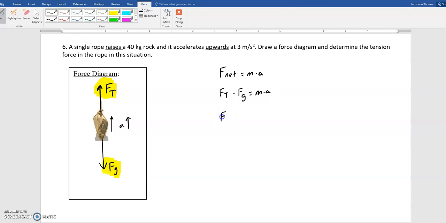And I'm going to do Ft, and the formula for Fg is mass, which in this case is 40, times 9.8, and that's going to equal our mass times the acceleration in the problem, which is 3. And then our tension force would just be 40 times 3, and then I would add in the 40 times 9.8, which is 512 newtons.